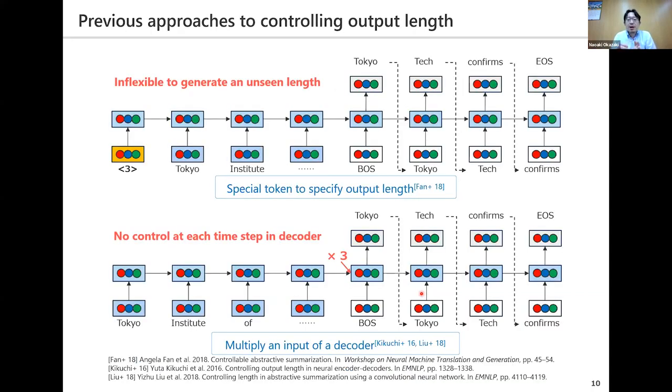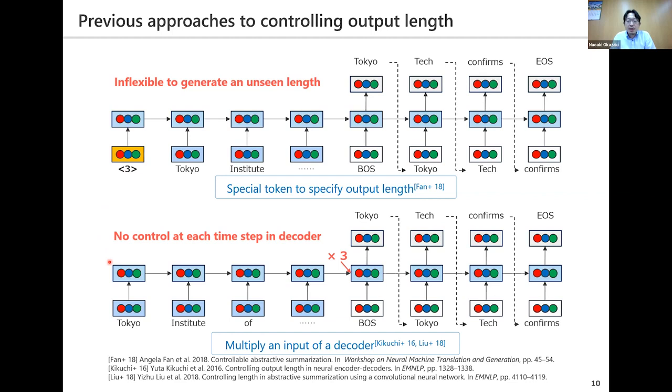These are the previous approaches to control output length. The first one appends a special token at the beginning of an input sequence. The length of the headline of this example is 3. So we append the special token 3 at the beginning so that the sequence-to-sequence model can learn representations for controlling the output length. However, this approach is inflexible to generate an unseen length. In other words, this approach requires supervision data for each desired length to obtain the representations of the special tokens.